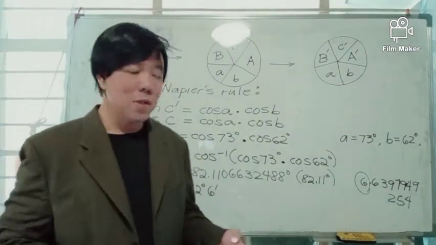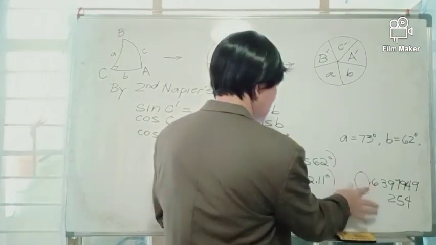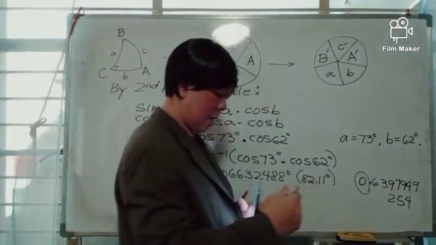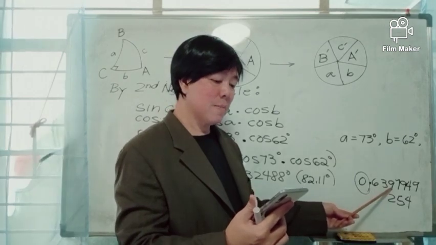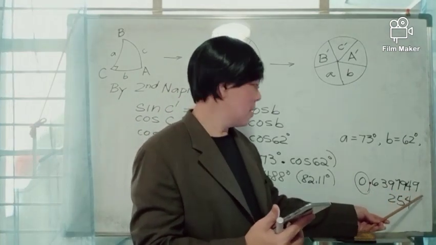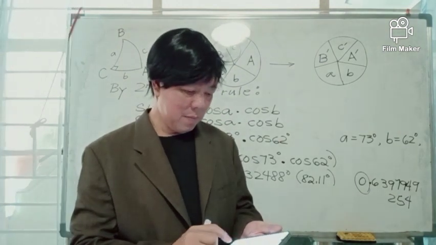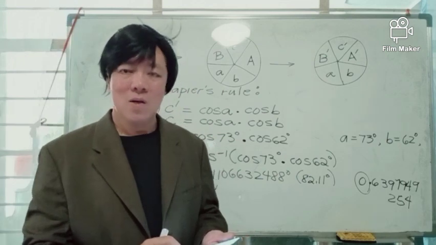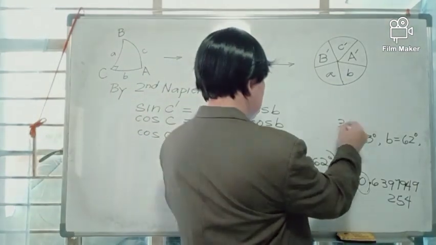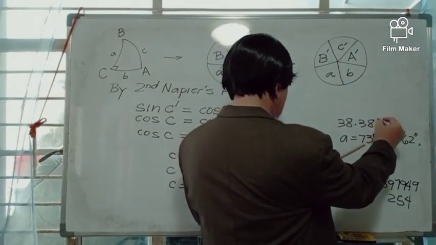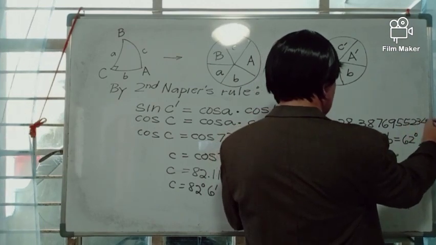And from your calculator, you subtract 6, 6.6397949254 minus 6, and you will get 0.6397949254, and multiply that decimal number by 60 again, because 1 minute equals 60 seconds. And you should get 38.3876955234.